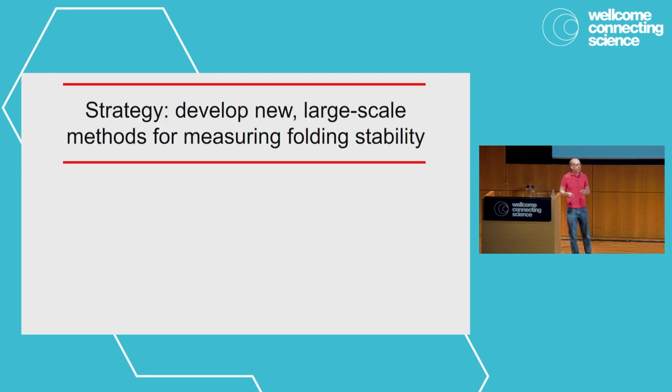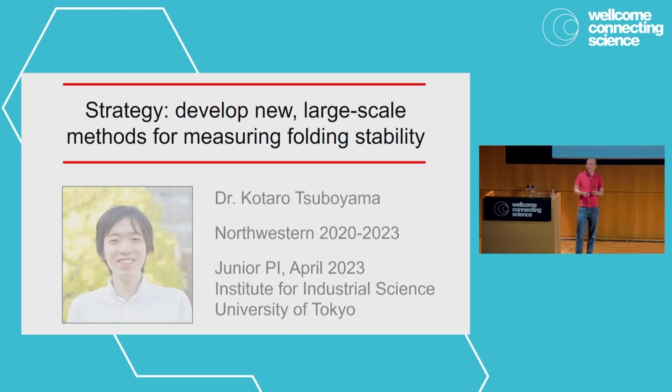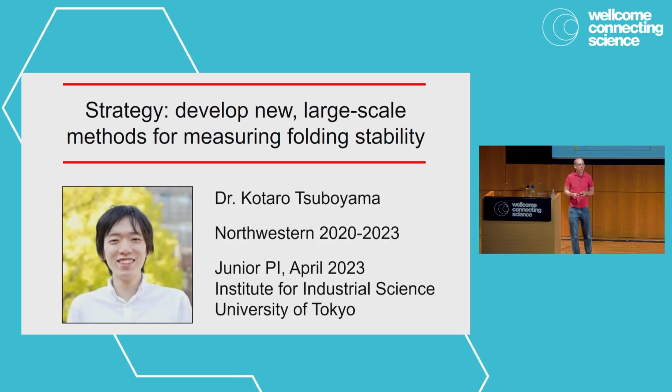Okay, so the strategy that our lab is taking to try to understand stability is to develop new, really large-scale methods for measuring folding stability. And the work that I'm going to tell you about was done by a postdoc in our lab, Kotaro Sugiyama, who actually arrived just before the pandemic started, went home for a few months, and then was back in the lab working basically by himself. And now he just started a junior PI position at University of Tokyo a few months ago, and we really miss him.